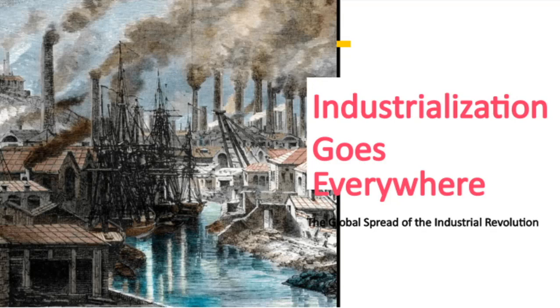Welcome, everyone. Today, we're going to explore the fascinating history of how the Industrial Revolution spread across the globe. On this first slide, you'll see the title, The Global Spread of the Industrial Revolution, with a focus on how industrialization goes everywhere. Over the course of this presentation, we'll look at how this transformative period affected different regions and reshaped the world as we know it. So, let's dive in and discover the incredible reach of industrialization.